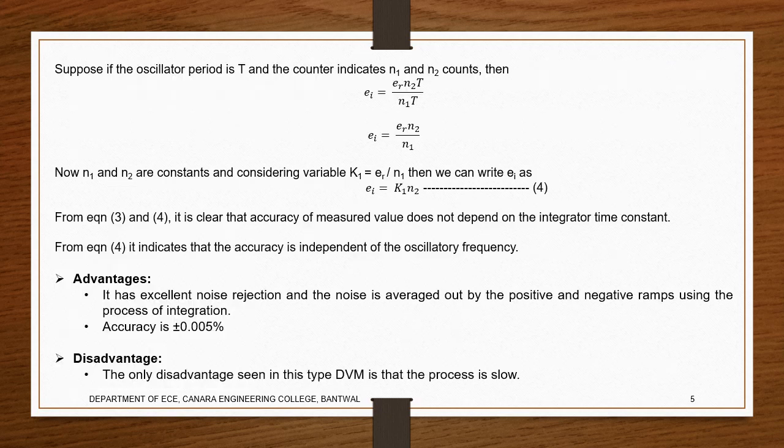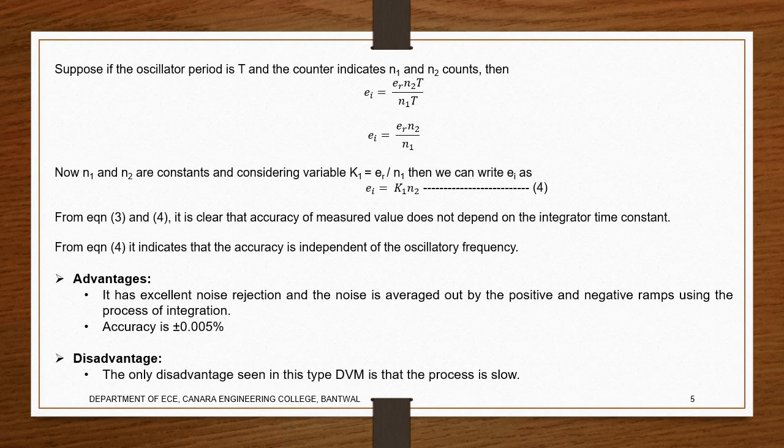Now consider that the oscillator period is capital T, and the counter indicates N1 and N2. N1 is for the pulses recorded during T1, and N2 is for the pulses recorded during T2. So instead of T1, I'll represent it as N1 into T, and in place of T2, I'll replace it by N2 into T. Again, T is cancelled here, and Ei equals ER into N2 by N1.